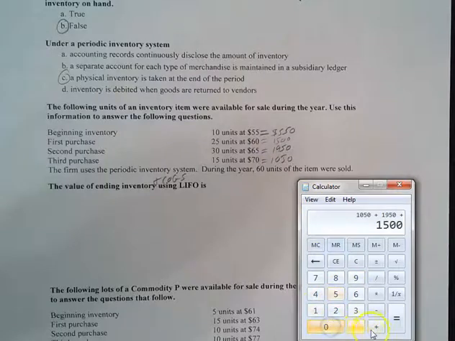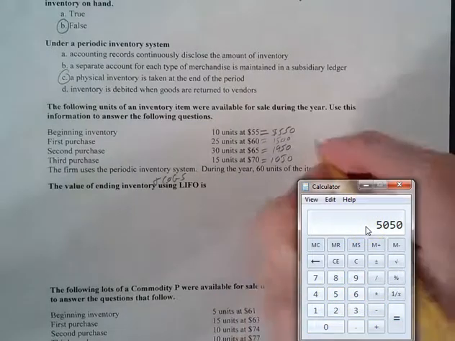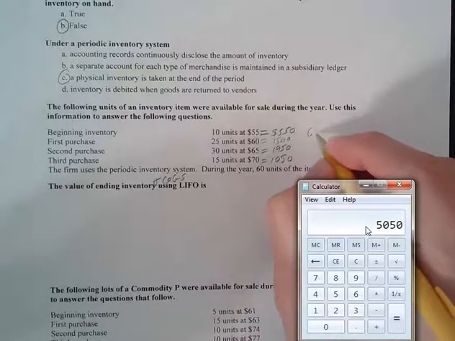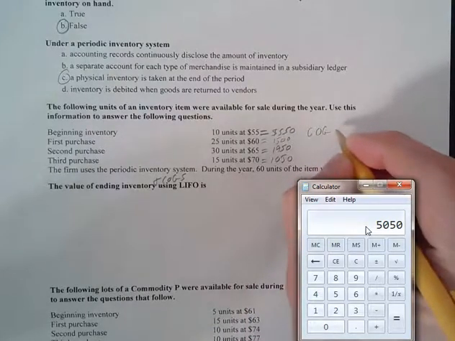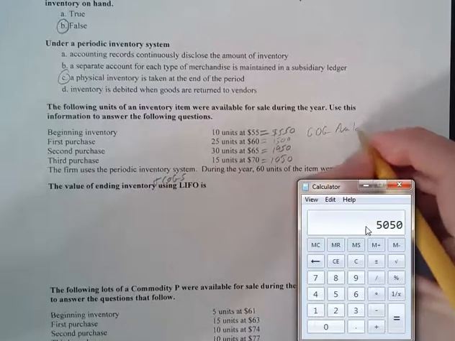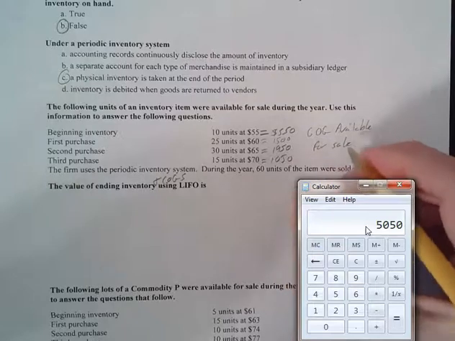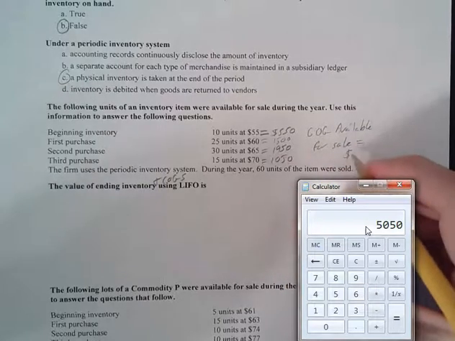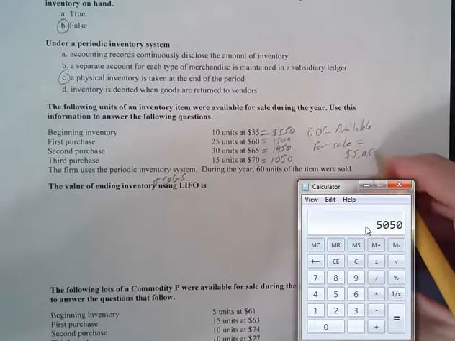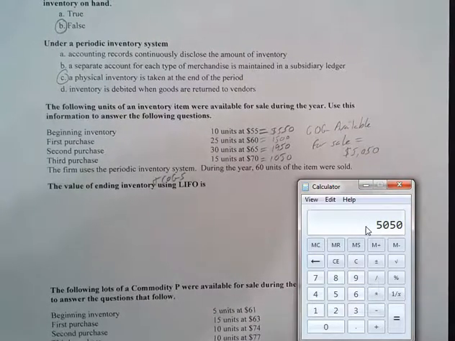1,500. Okay, 5,050. So cost of goods available for sale equals $5,050. All right, $5,050.